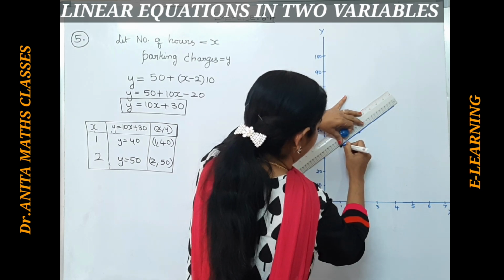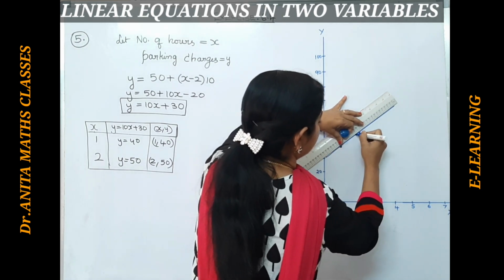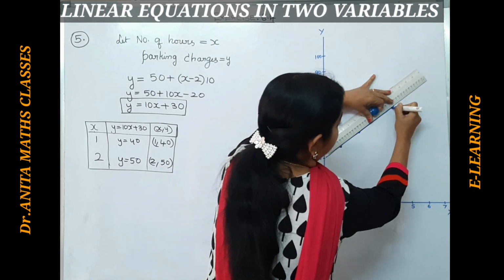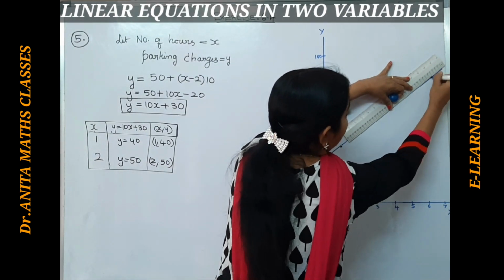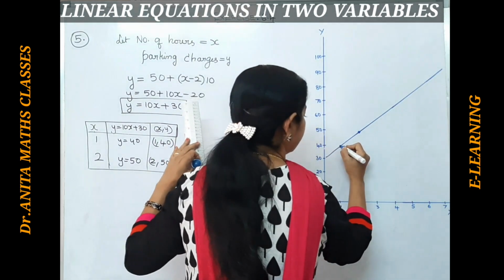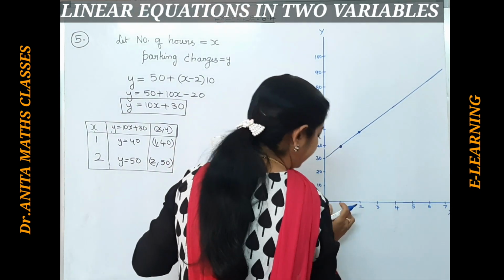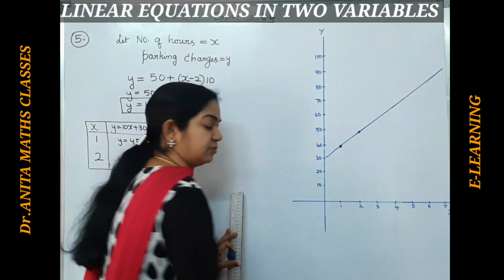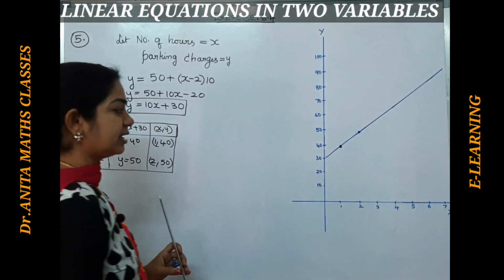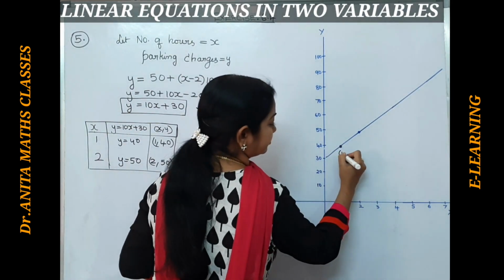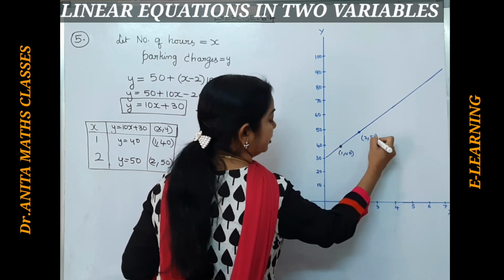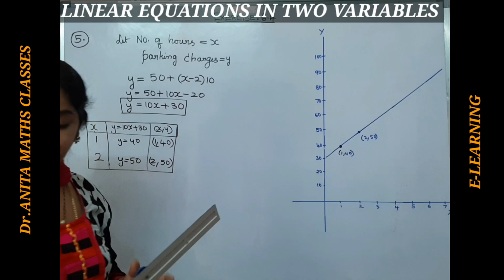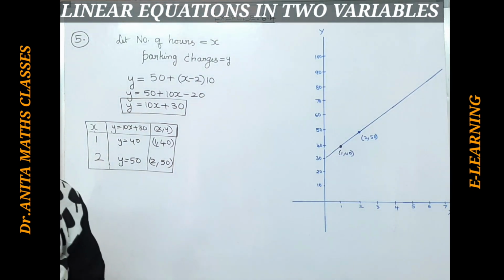This whiteboard is not a graph sheet, isn't it? If you draw on a graph sheet, you understand the concept and you will get the exact points. Here we are not taking this; this is not a measured one. So these are the points, (1, 40) and (2, 50).